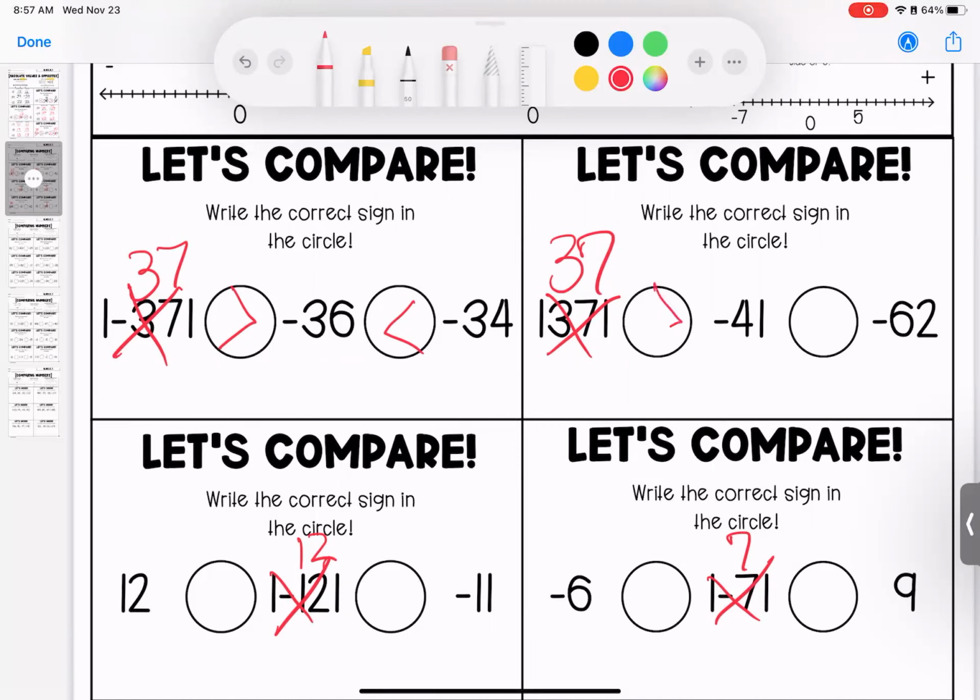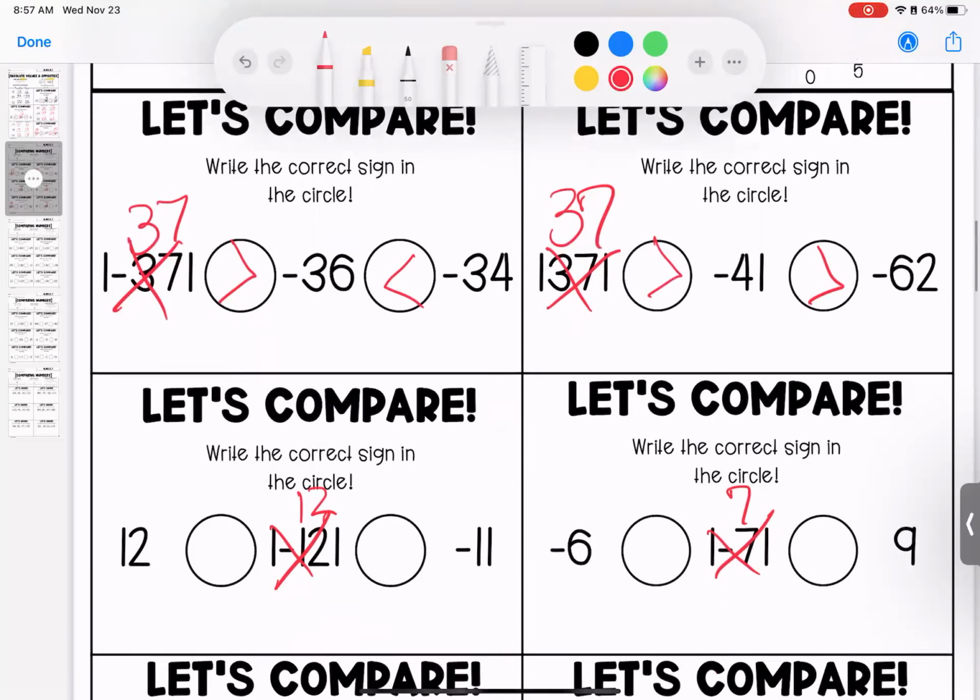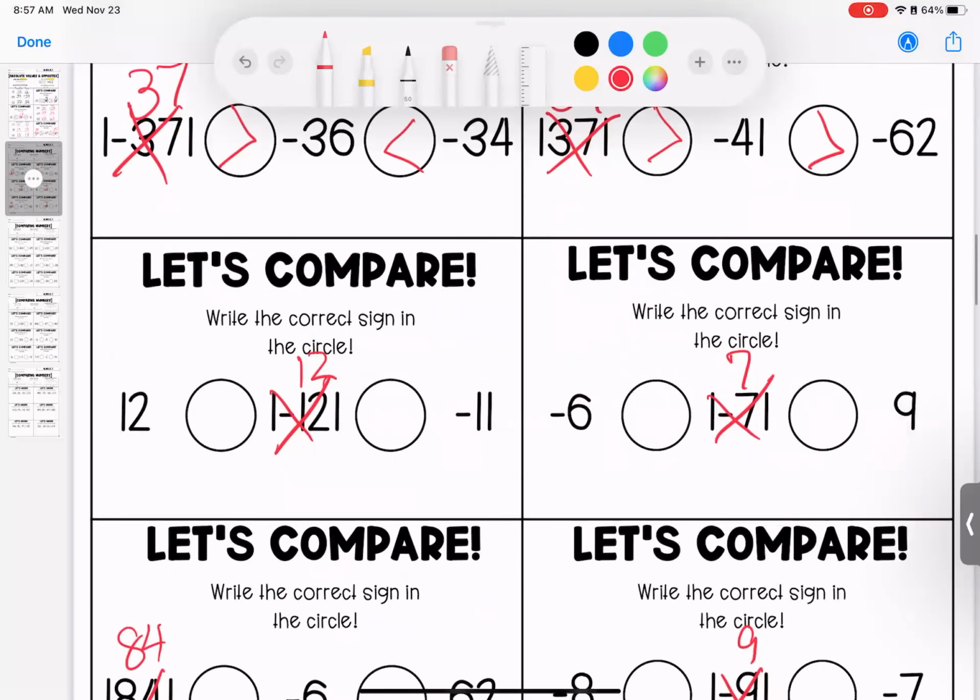All right, 37 is greater than -41. -41 is greater than -62. Again, in the land of negative, whatever is further from 0 is smaller. If you aren't sure, put it on a number line.